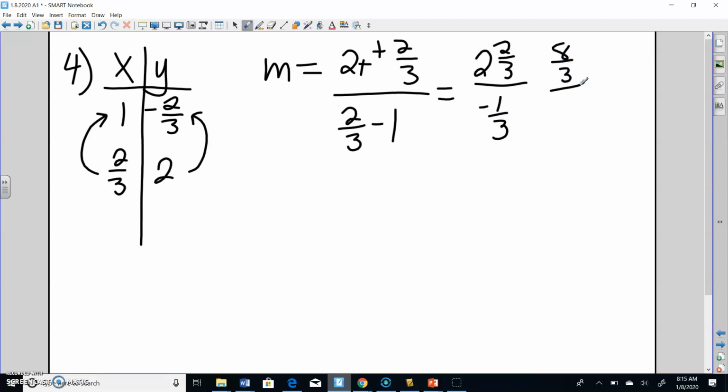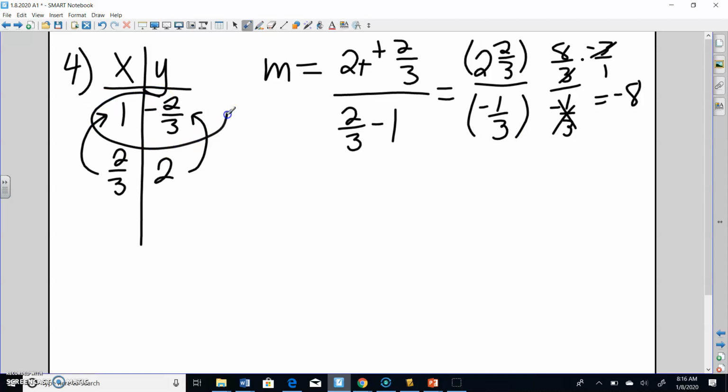Without using your calculator, 8/3 divided by a -1/3, we can flip and multiply. So then I would take this times a -3 over 1. Those cancel, and I would just have a -8. Otherwise, use your calculator. 2 2/3 divided by a -1/3 is a -8. But I would caution you to put parentheses around these just to make sure your calculator reads it correctly and does what you need it to do. So your answer for your slope should be -8.